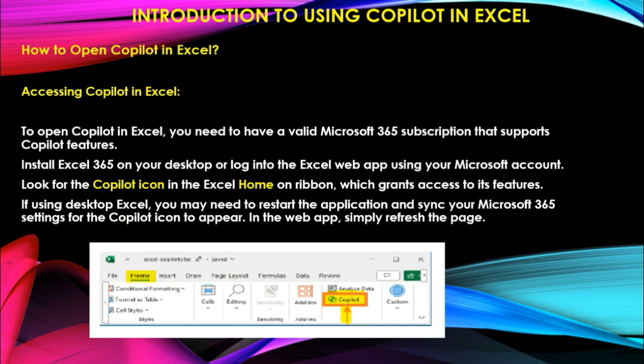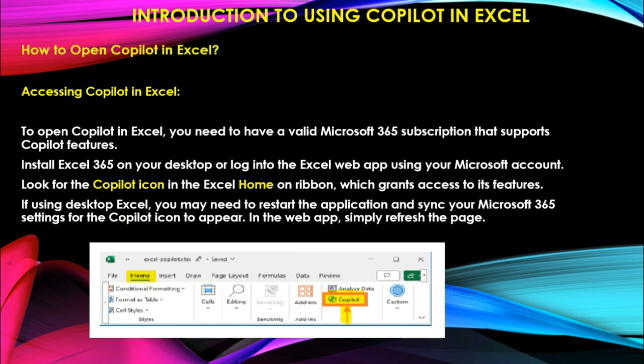Accessing Copilot in Excel. To open Copilot in Excel, you need to have a valid Microsoft 365 subscription that supports Copilot features. Install Excel 365 on your desktop or log into the Excel web app using your Microsoft account. Look for the Copilot icon in the Excel Home ribbon, which grants access to its features.